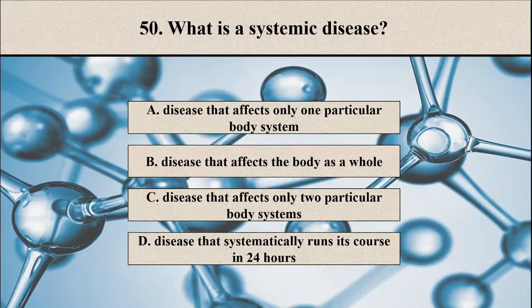What is a systemic disease? Disease that affects only one particular body system. Disease that affects the body as a whole. Disease that affects only two particular body systems. Disease that systematically runs its course in 24 hours. If you chose B, disease that affects the body as a whole, you are correct.